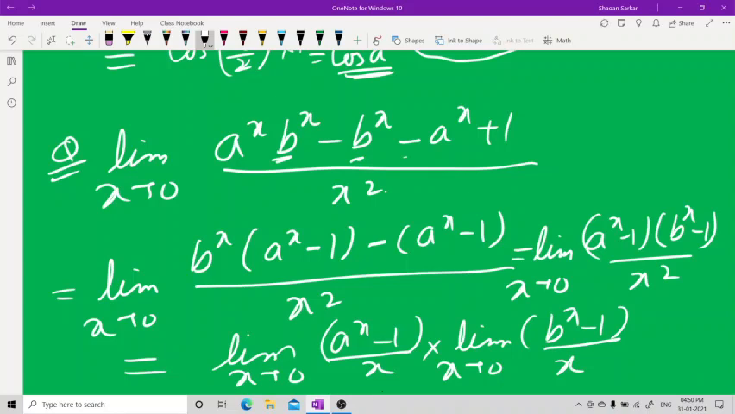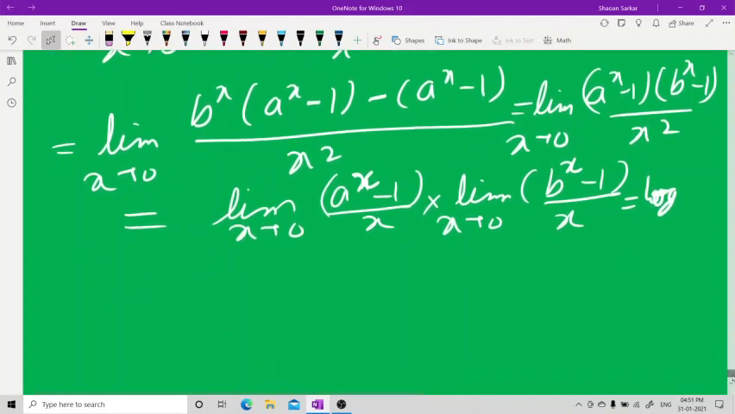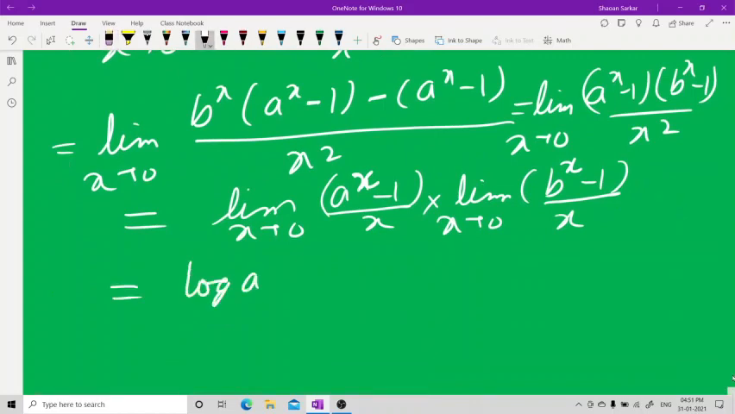This is log a, and this is nothing but log b. Let me take more space. Yes, here it is. So we get this equal to log a into log b. That's all.